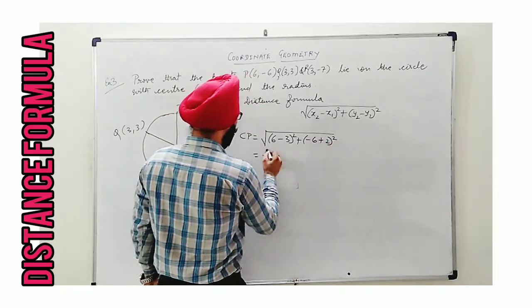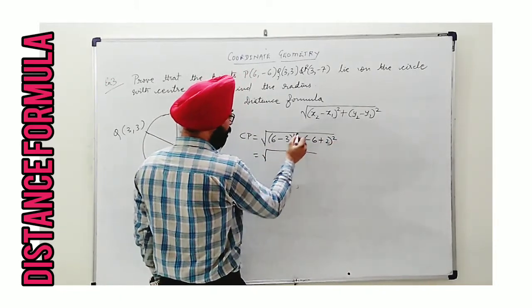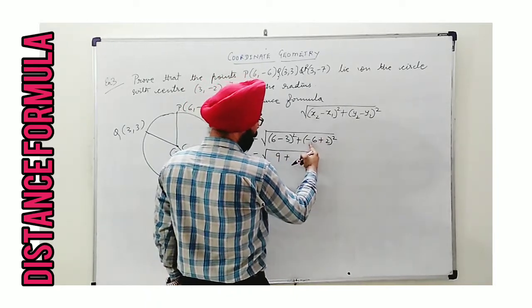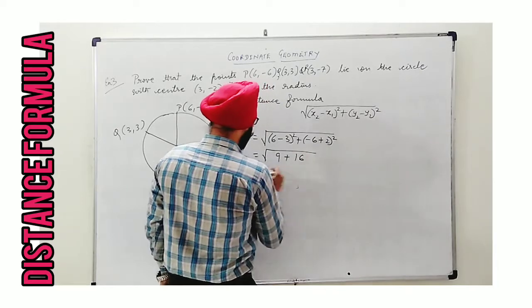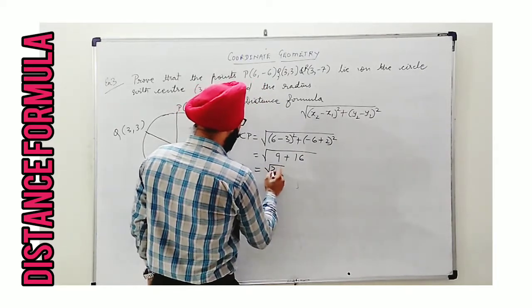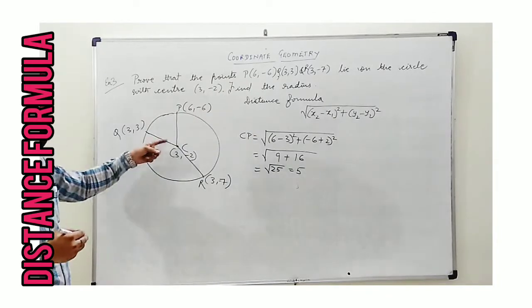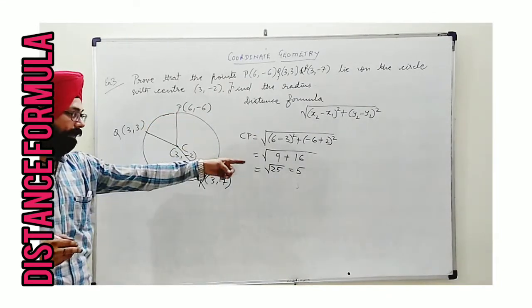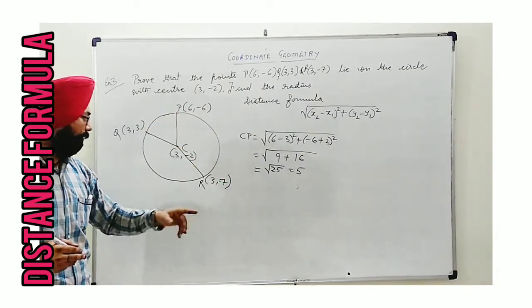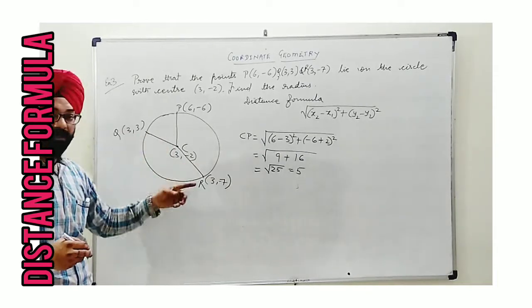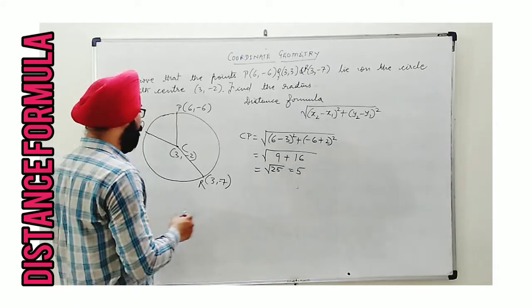Solving, we find 6 minus 3 square, 9. Minus 6 plus 2 will be minus 4 square, 16. 16 and 9, 25, square root equal to 5. Now distance between center and point P we have obtained as 5. So for sure it must be, if they are lying on the same circle, then each distance CQ, CR also will be 5. Let's try it.